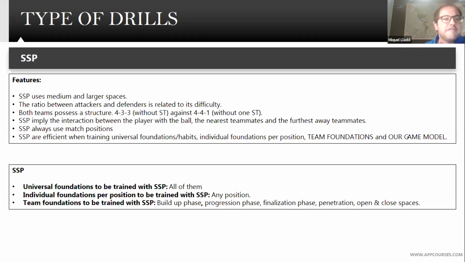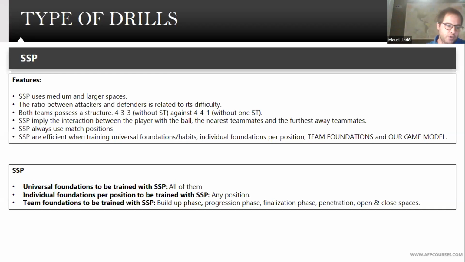We're almost finishing. SSPs use medium, larger spaces. It's not frequent that they use small, but I will put you one example. The ratio between attackers and defenders, again, is related to the difficulty. Important point, the third one: both teams possess a structure.